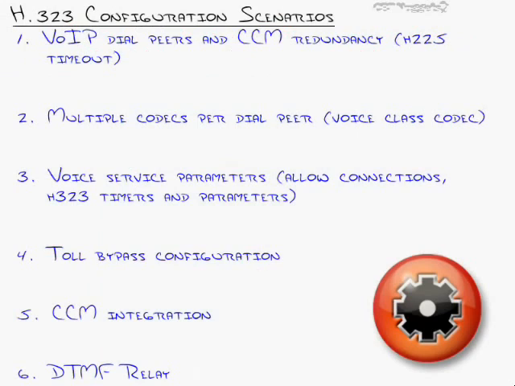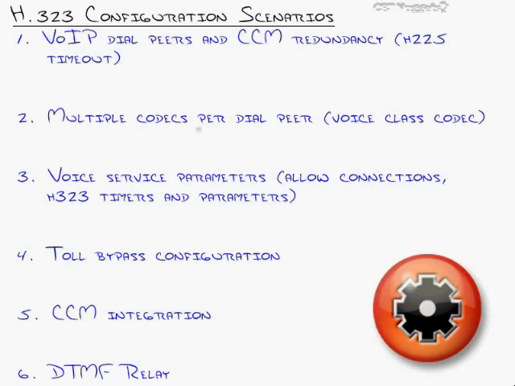As you can see, I have quite a few configuration scenarios set up for H323, because H323 is one of the core protocols that Cisco routers run, and it's the default protocol that they run. So I'm not going to do it all right here. I have individual slides for each of these to bring up a network diagram and walk through how we would configure that scenario. I'm going to start off with voice over IP dial peers and call manager redundancy.